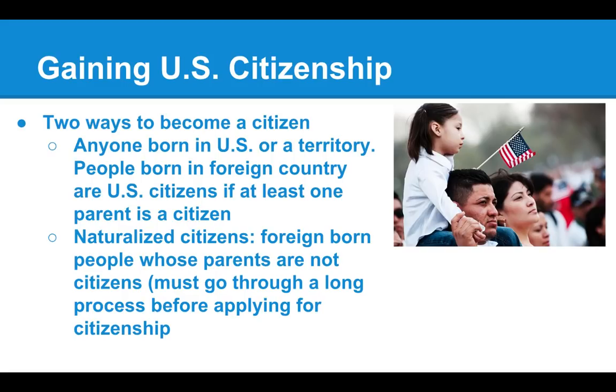Okay, so really quickly jumping on to talk about citizenship, because this is part of our unit. There are two ways to become a citizen. One, if you are born in the U.S. or any U.S. territory, or if you're born in a foreign country and at least one of your parents is a U.S. citizen, then you are a U.S. citizen. So let me explain that again. You can be born here, as long as you're born here.